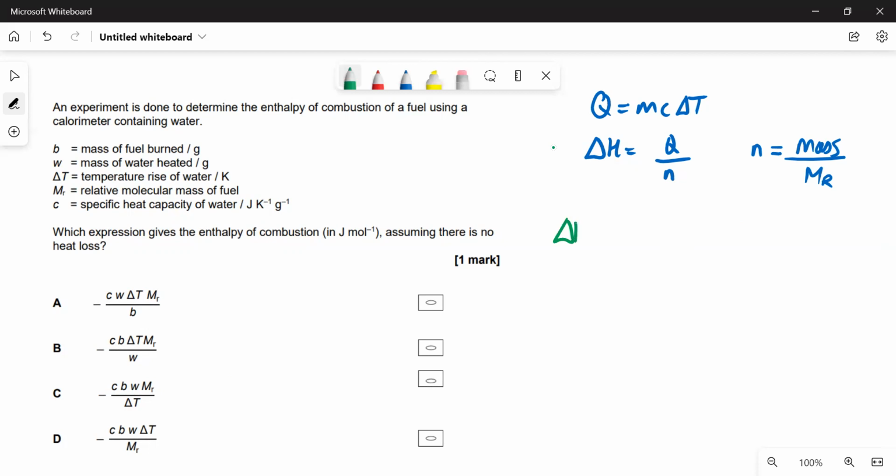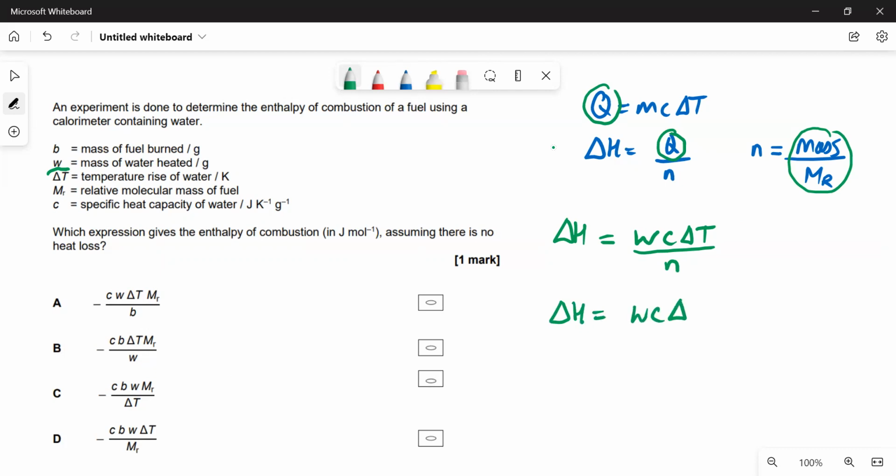So I'm going to do delta H. I'm going to substitute this value of Q into there, which gives us delta H is equal to mc delta T over n. Now, they don't call m the mass of water, they call that W, so I'm going to change that m for a W. We'd usually use m in our expression, probably. Now I'm going to substitute in n, using the mass of the fuel burnt, which they call B. So delta H is equal to Wc delta T divided by the mass of the fuel burned, which is B, divided by the Mr of the fuel.